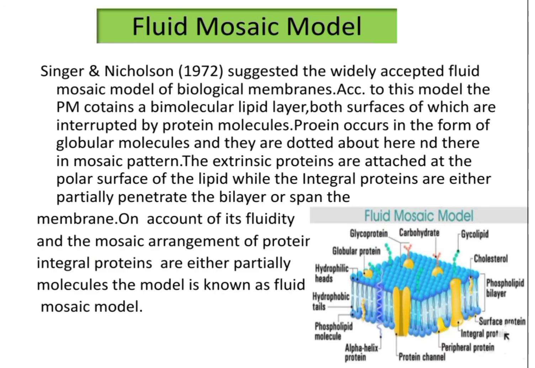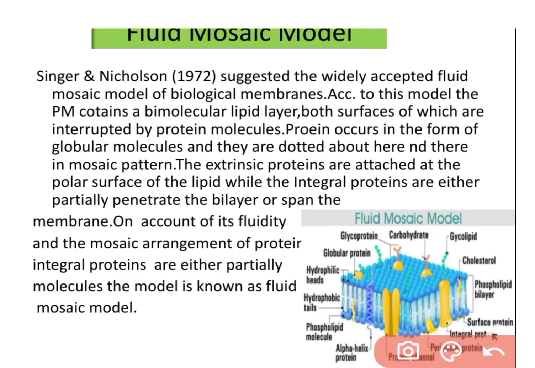Then the most popular model is the fluid mosaic model. This is widely accepted, proposed by Singer and Nicholson in 1972. According to this model, the plasma membrane contains a biomolecular lipid layer, both surfaces of which are interrupted by protein molecules. Protein occurs in the form of globular molecules. Here you can see the picture. Globular molecules are present and they are dotted about here and there in a mosaic pattern.